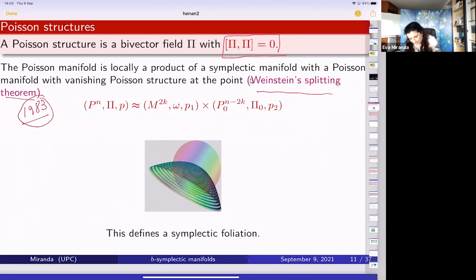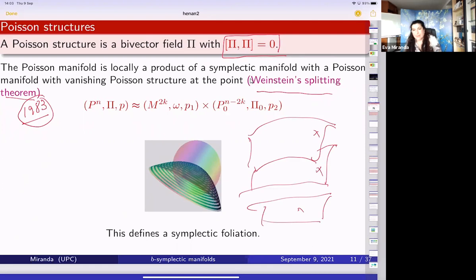You have a partition of your manifold in such a way that for every point, there exists a submanifold filling the big space. And these manifolds may jump in dimension, but they are always even dimensional because they are symplectic. That's what you have to think. You have a partition of your space into submanifolds which are even dimensional and symplectic, and this is the symplectic foliation.